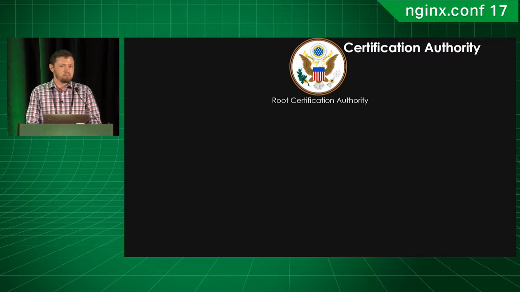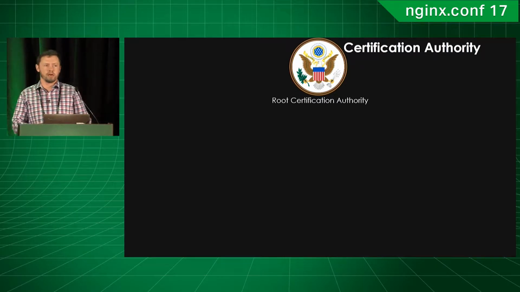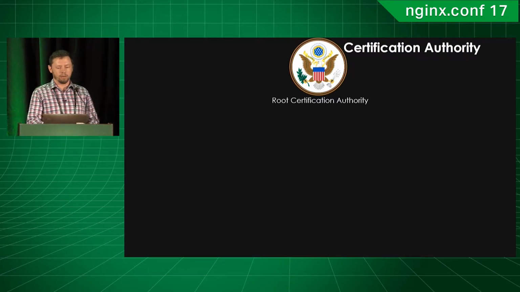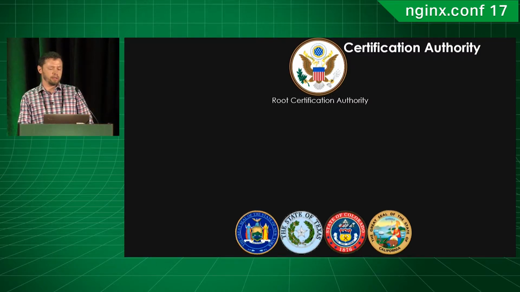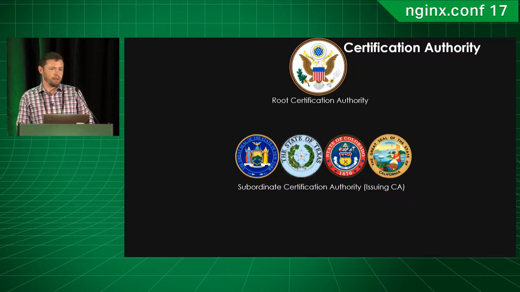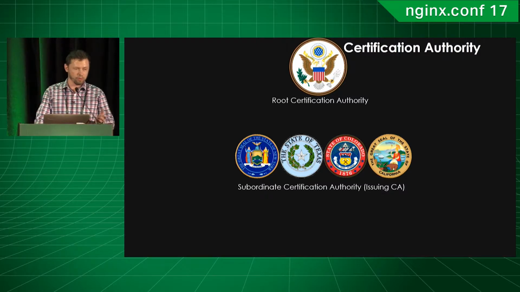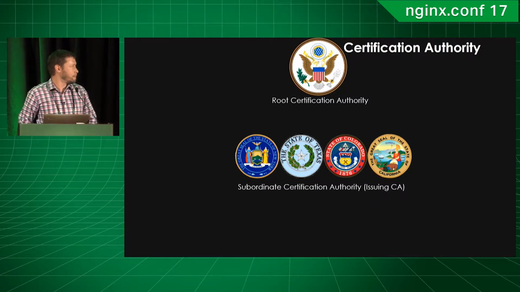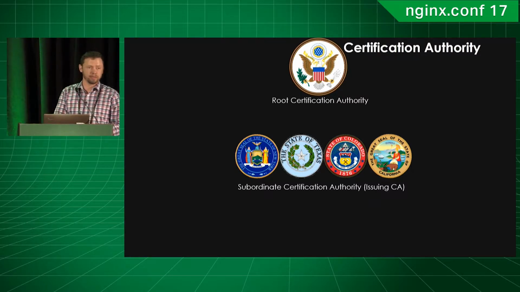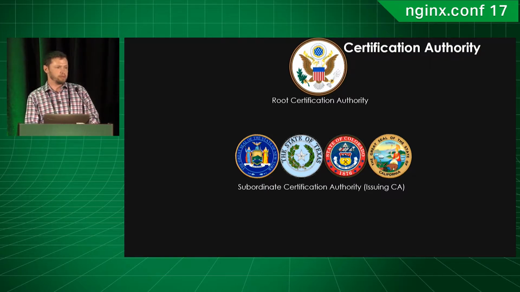That federal government is not issuing the driver's license. The federal government can issue some other forms of identification, but the most common form of identification in the United States is a driver's license, and it is issued by the states. And I think in all cases, it is issued by the DMV. So in terms of PKI, the federal government is the root certification authority, and the states are subordinate certification authorities or issuing certification authorities.